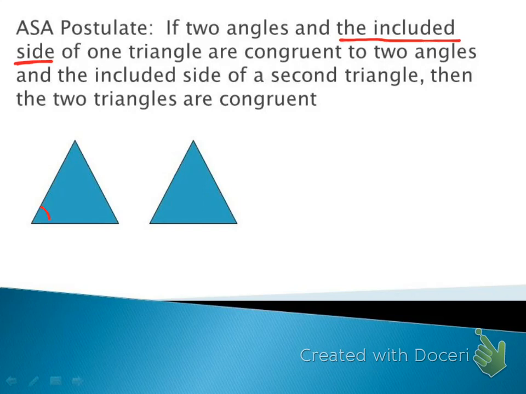So what that would look like is something like this. Angles congruent, sides congruent, angles congruent. So the angle has to be in between, the side has to be in between the two congruent angles in order to use ASA. So I will give you some time to write this down. Let me know if you have any questions.